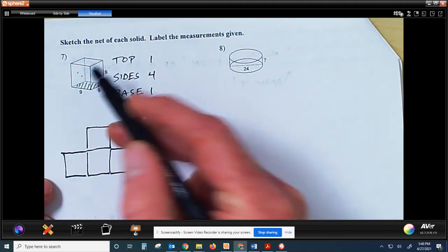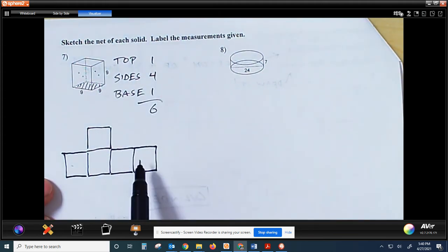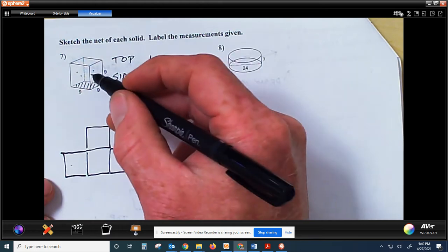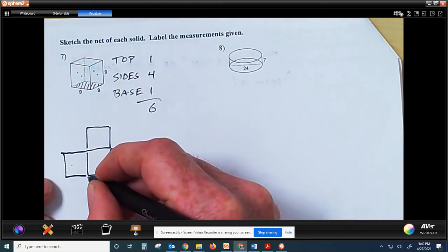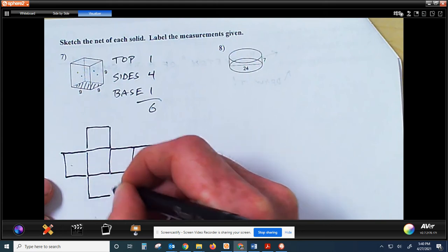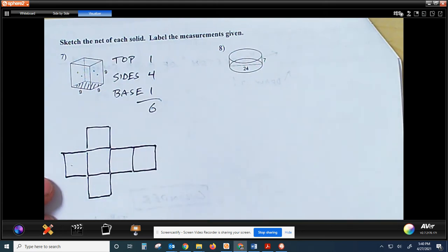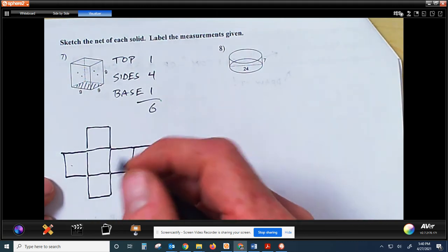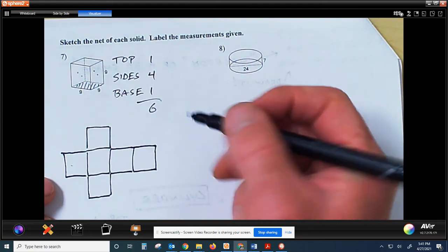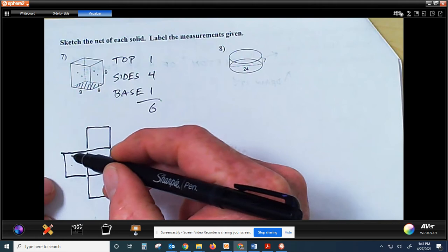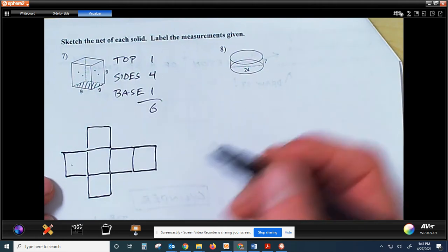But there would be 4 sides. 1, 2, 3, 4. And then my box would have a bottom, the base. And so I could draw in one more square there. And if I fold those back up, like we did with that red shape in the beginning, it would boop, boop, wrap these around. It would recreate the three-dimensional cube.